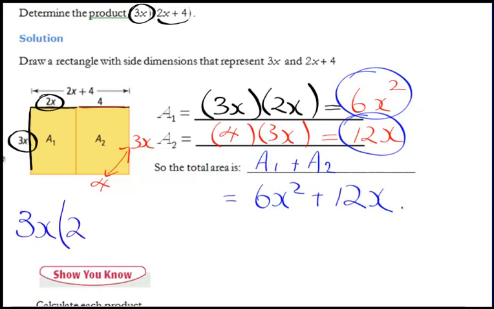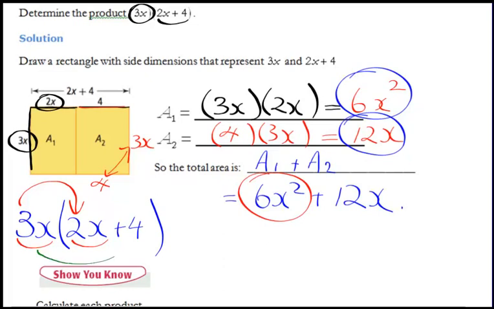3x times 2x plus 4. This seems to be what happened. The 3x was multiplied by the 2x, which gave us 6x squared. And then the 3x also had to multiply times the 4. 3 times 4 gave us the 12x there. The connecting operation in between is the plus there, like that.